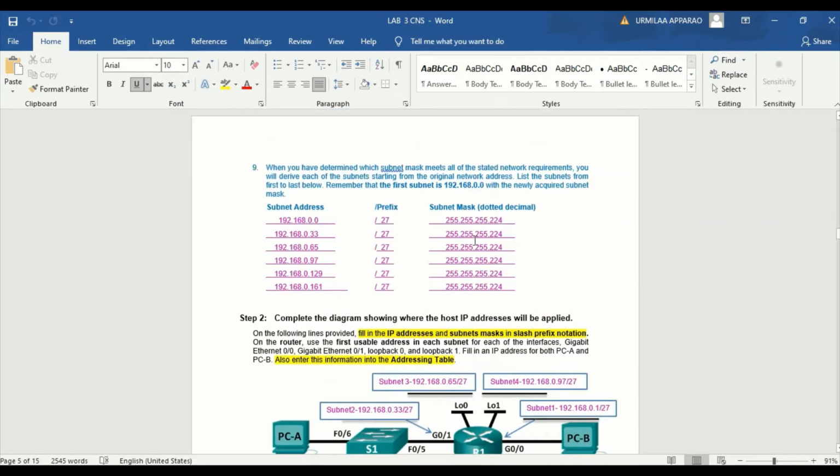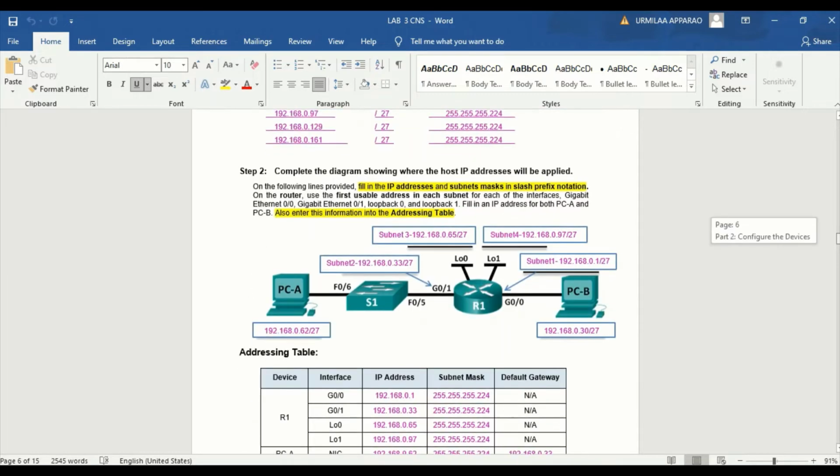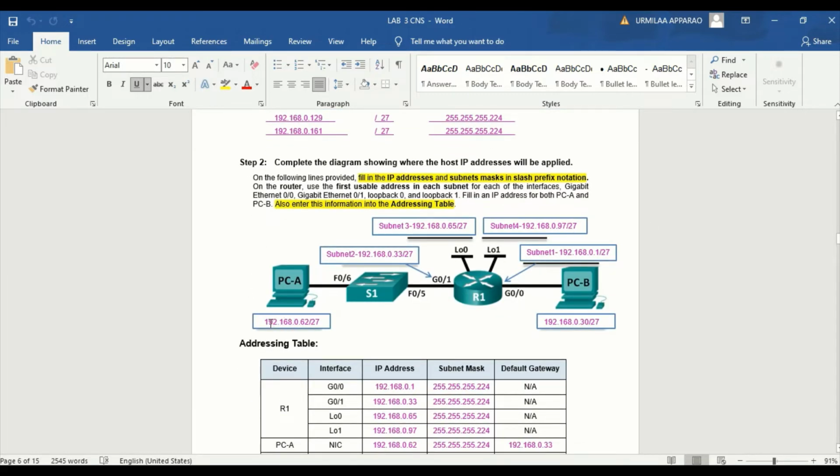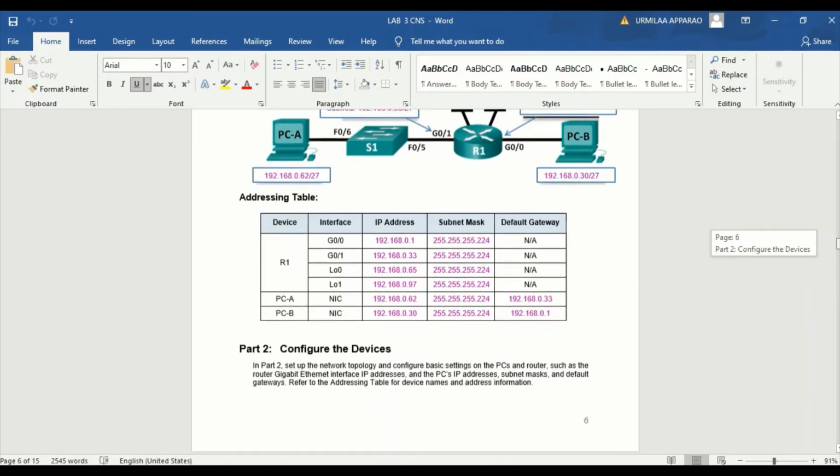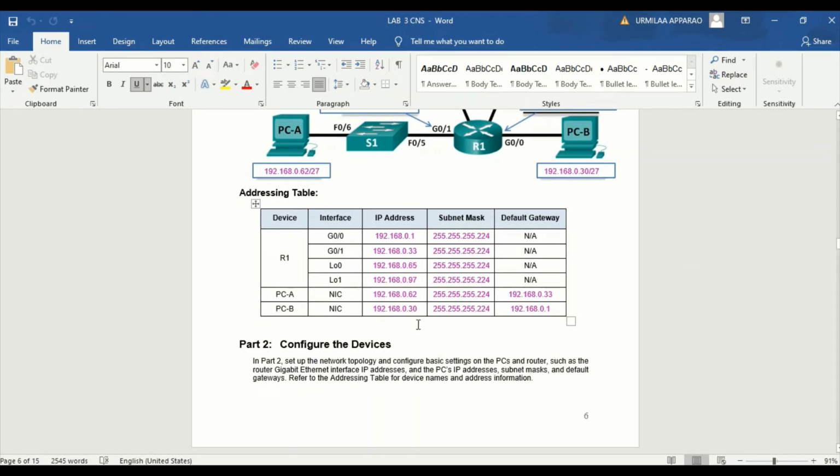Now we can figure out the IP address from the table. Here are my subnet mask, my prefix, and my dotted decimal subnet, which I took from the table. Following up with step 2, I filled up the boxes with the IP addresses that should be assigned to the particular devices. Here is my result for the addressing table, with the IP addresses for the given interfaces and the subnet masks that I filled in.